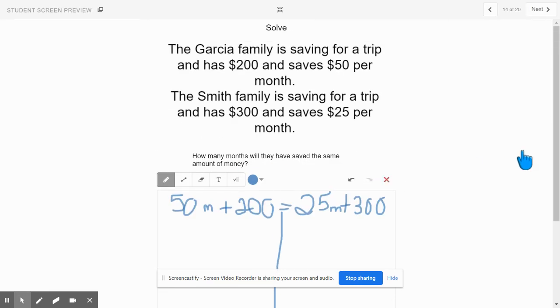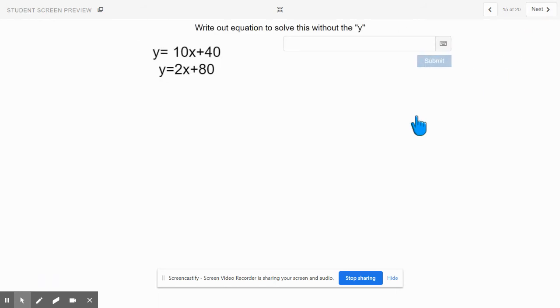All right. Next one. Write out the equation to solve it without the y. How would you solve this equation without the y? What would you do? Remember, all of this would go right here. So 10x plus 40 equals 2x plus 80. And that's the equation you would submit.